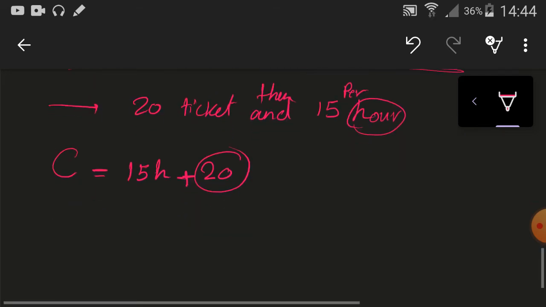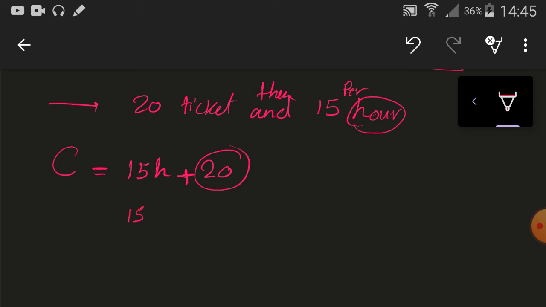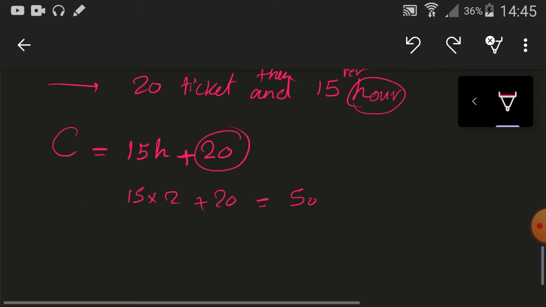So if you spend 2 hours, it will be 15 multiplied by 2 plus the price of the ticket, which is 20. Now the total is 50. So we use substitution here after we form an equation or a formula of the total cost.